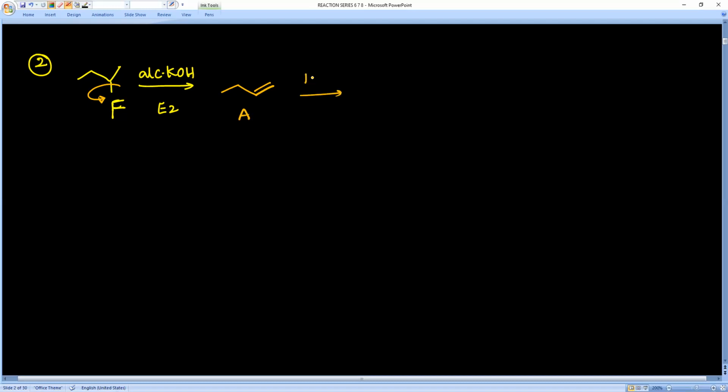Now this molecule is treated with NBS. We know one thing, NBS is for allylic and benzylic halogenation. This is the benzylic position, so hydrogen will be replaced by bromine. Therefore, this is compound B. Next, it is treated again with alcoholic KOH, which is a strong base.